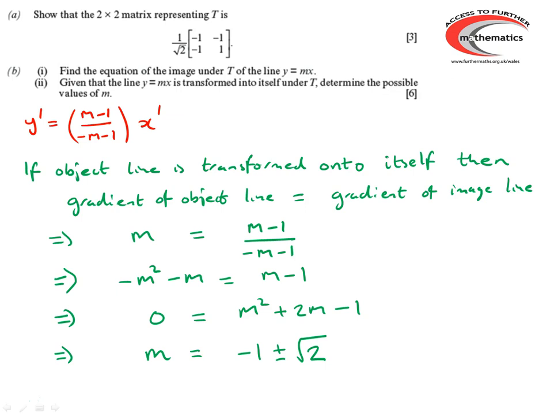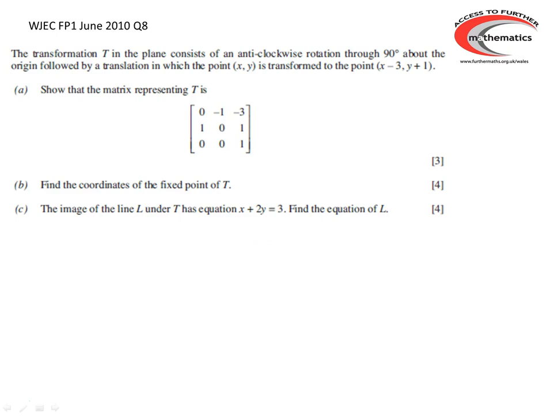Let's now move to a second example. And in this case, we've got the transformation T consists of an anti-clockwise rotation through 90 degrees about the origin, followed by a translation in which the point x, y is moved to the point x minus 3, y plus 1. So the first thing we've got to do is show that the matrix representing T is the one given in the question.